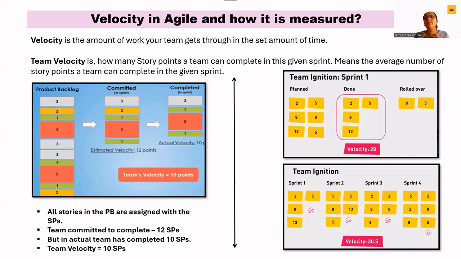And that's why we say the velocity of our team based on the past history is 30.5, which means I can easily tell the customer that in the next sprint, I can easily deliver 30.5 story points because that is the capacity of the team, which we have already proved, right?